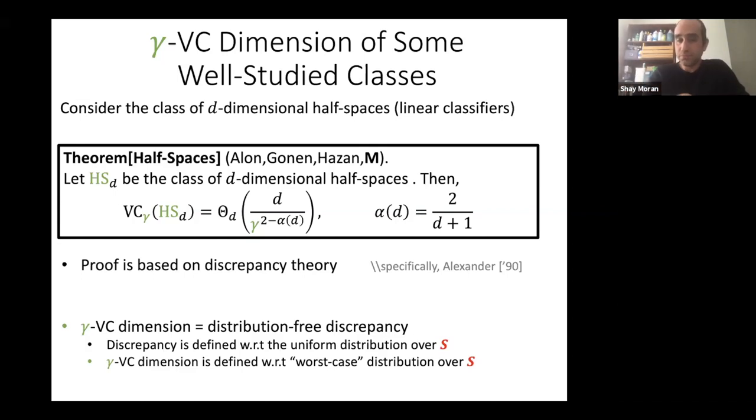So this relationship with discrepancy allows us to use many ideas from there to study the gamma VC dimension. And in the case of half spaces, we really basically need to modify the analogous statement by Alexander to get this result.